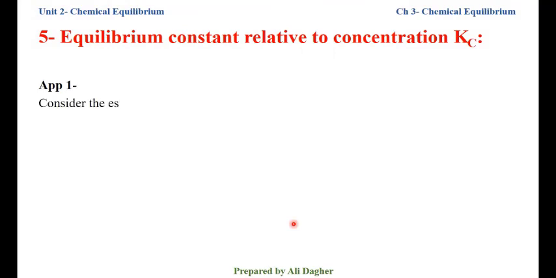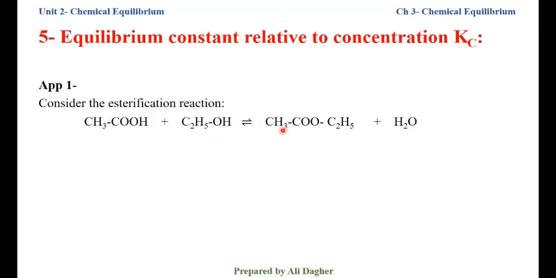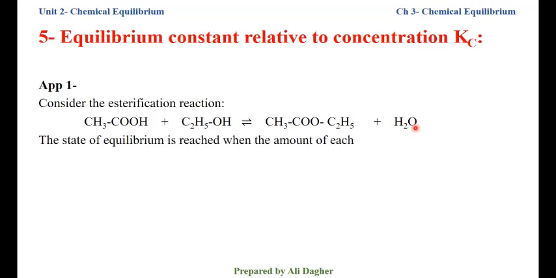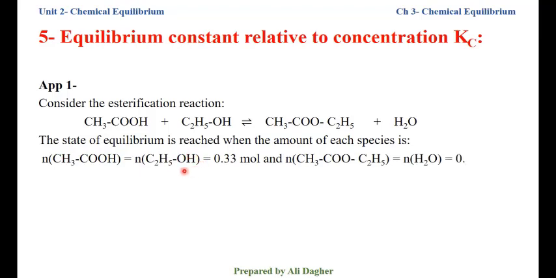Application 1. Consider the esterification reaction CH3COOH plus C2H5OH gives the ester CH3COOC2H5 plus H2O. Carboxylic acid plus alcohol gives ester plus water. The state of equilibrium is reached when the amount of each species is: number of moles of acid equals number of moles of alcohol equals 0.33 mole, and number of moles of ester equals number of moles of water equals 0.67 mole.